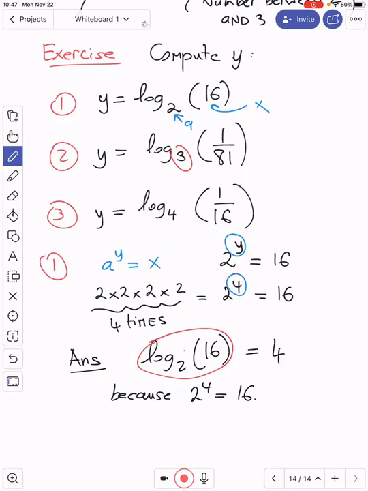The log always has a base, and that's the base of your exponential. You see, this is exponential: 2 to the power X or 2 to the power Y. That's your exponential in base 2. There's always a base in the log.